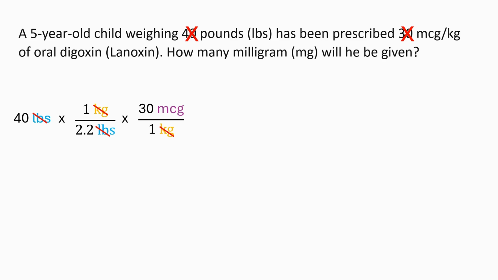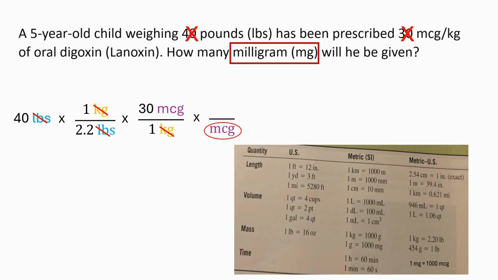Now we're not there yet, so we have to continue just like we have done previously. We have microgram in the numerator, so we need to have microgram in the denominator as well, so we can cancel it out. Now, how do we get microgram to cancel out? We look in the question, we see we're looking for milligram. So there is a relationship between milligram and microgram. Let's bring the conversion table again. And there we can see 1 milligram is equal to 1,000 microgram.